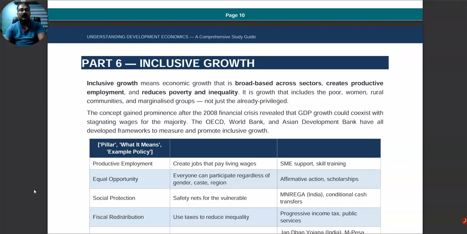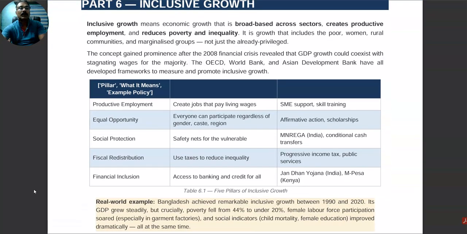The concept gained prominence after the 2008 financial crisis, which revealed that GDP growth could coexist with stagnating wages for the majority. The OECD countries, World Bank, and the Asian Development Bank have all developed frameworks to measure and promote inclusive growth. The five dimensions of inclusive growth are productive employment, equal opportunity, social protection, fiscal redistribution, and financial inclusion.